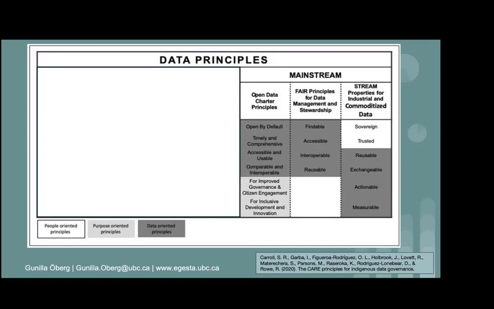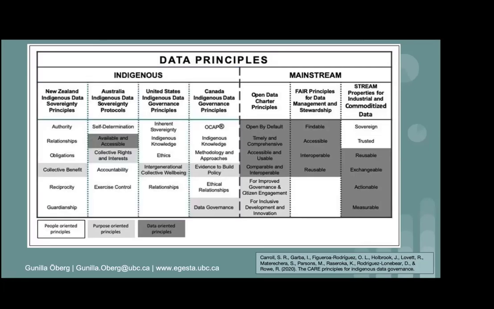If we then compare those with the 4 different Indigenous-led principles that have been developed, you can see a difference in color. So you can see that the principles over here are very data-oriented, whereas the principles over here are people-oriented. And what they did was to look at all these and say, okay, how can we create principles that actually consider both the data, the purpose, and the people?